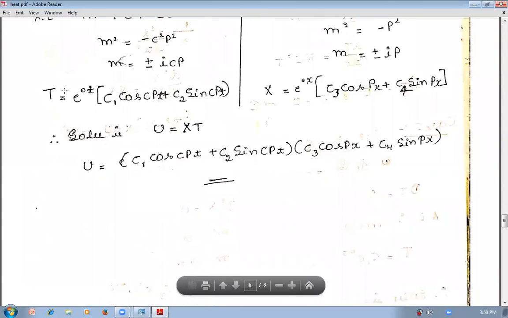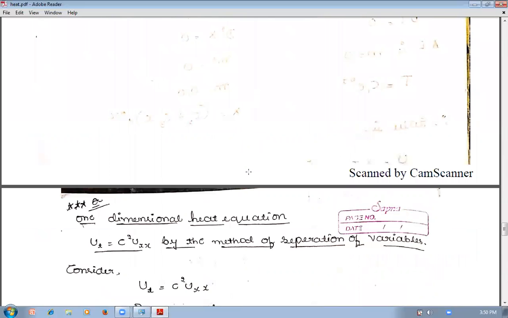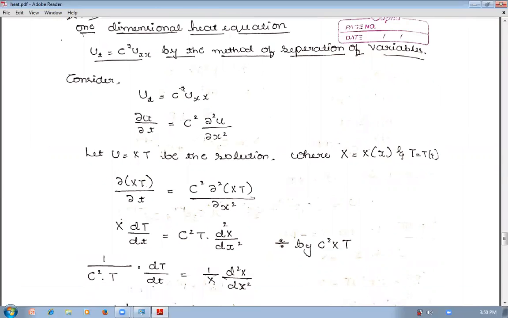Finally, solution is X into T or T into X. This is the general solution for the wave equation. Next, the fourth question is the one-dimensional heat equation by the method of separation of variables. This is also an important question. Here we have to find the general solution for the heat equation. We know that the heat equation is u_t = c² u_xx.